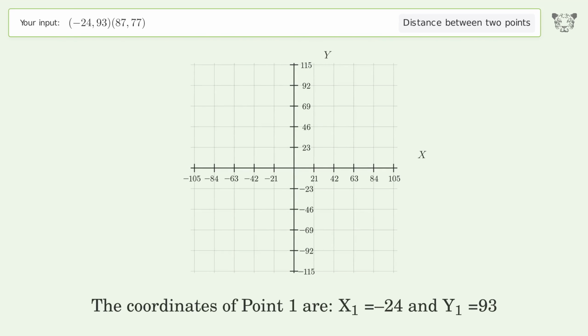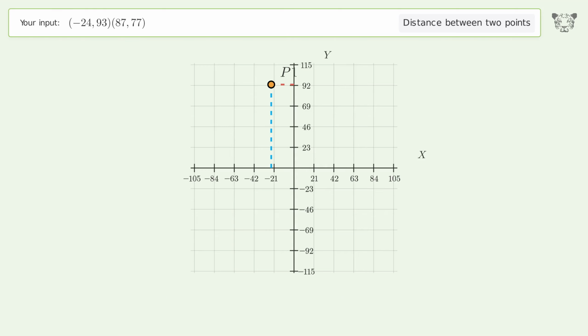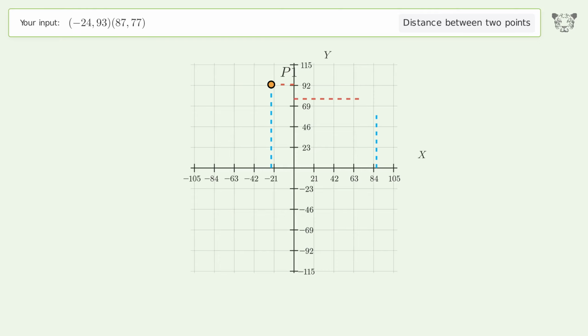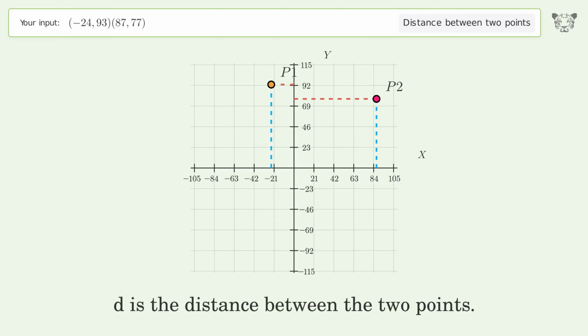The coordinates of point 1 are x1 equals -24 and y1 equals 93. The coordinates of point 2 are x2 equals 87 and y2 equals 77. D is the distance between the 2 points.